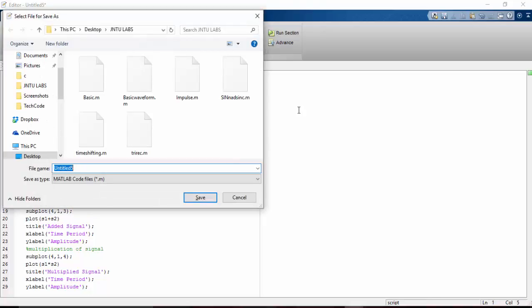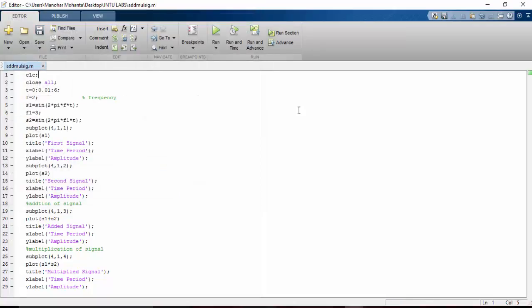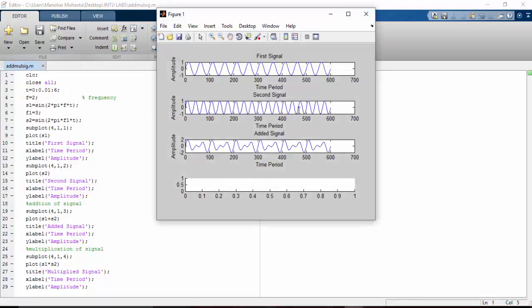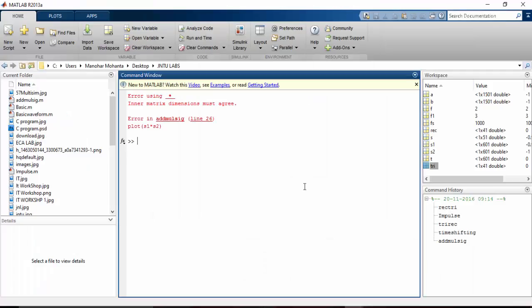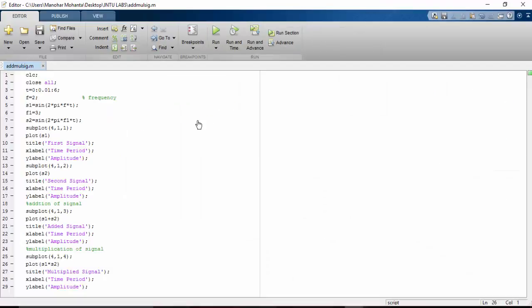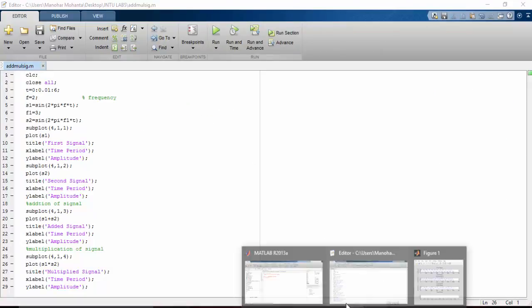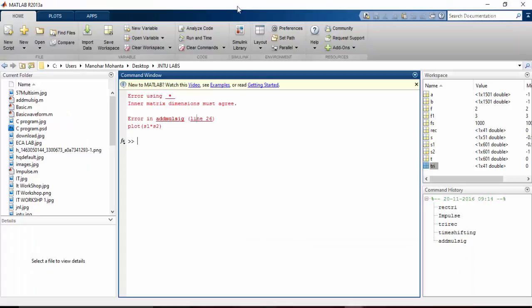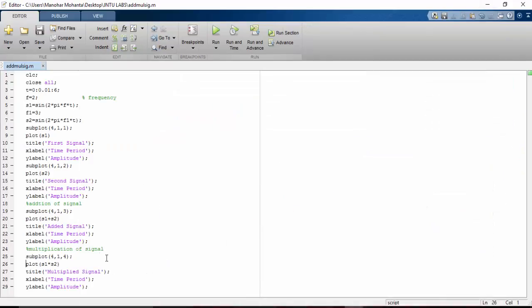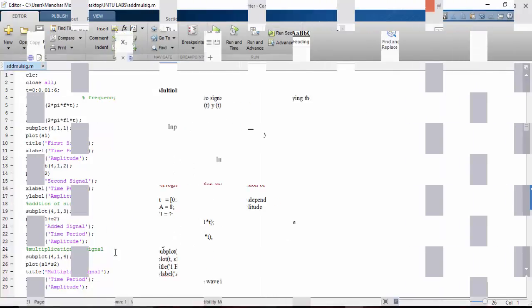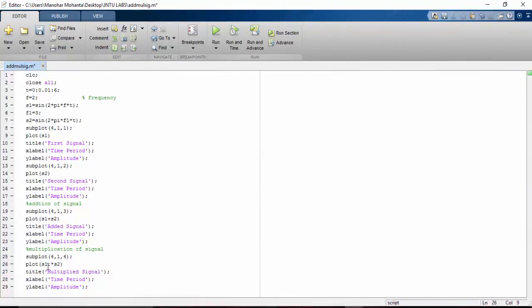Remember friends, when you are multiplying, just take S1, keep a dot and multiply with S2. Let us save the signal, and it has not executed because we have not kept that dot. So to do multiplication, we have to insert that dot. Error using *, inner matrix dimensions must agree. We get this type of error when we keep only the multiplication symbol. So to overcome that, just write S1 dot multiply by S2. As you can see there, I am doing that, S1 dot multiply by S2.